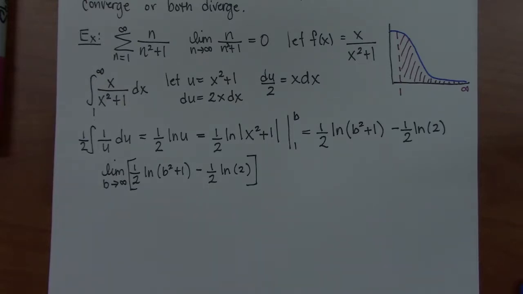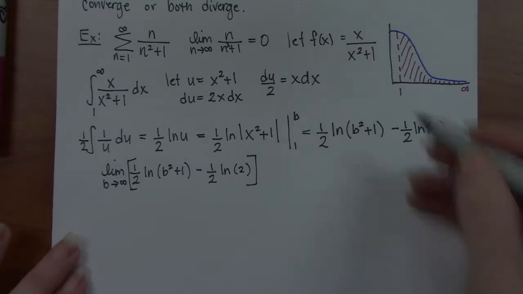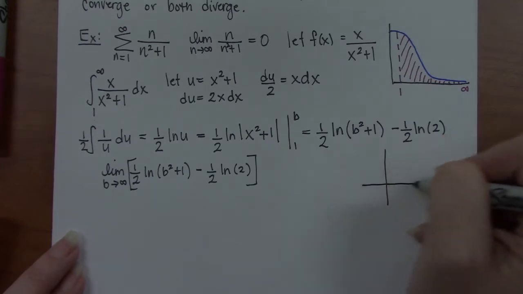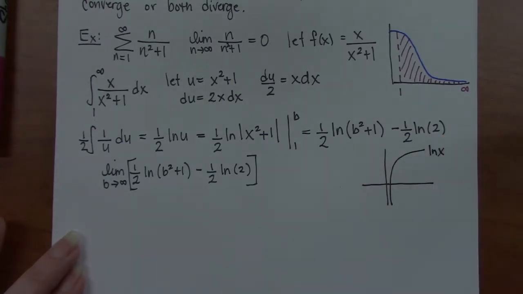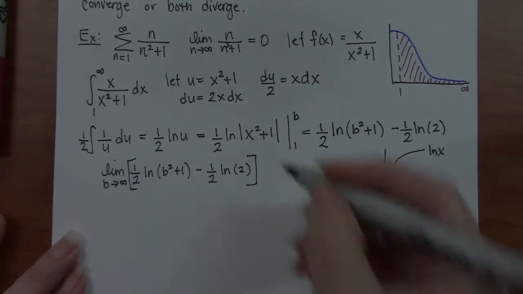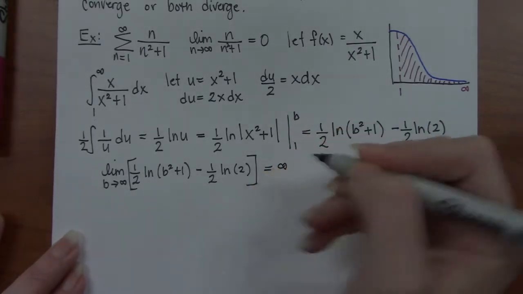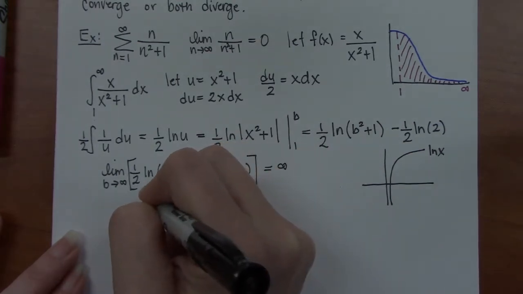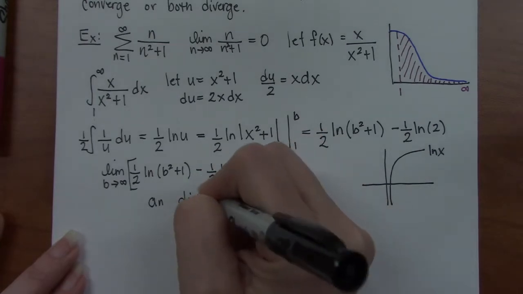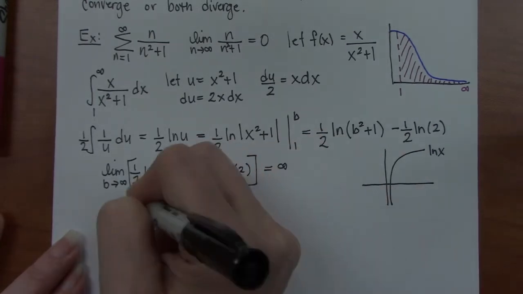No? No one ever does. Huh? Doesn't go to 0. It actually goes to infinity. So this is the graph of natural log of x. As the values inside the log get bigger and bigger, the graph approaches infinity. It just approaches infinity very slowly. So this limit is equal to infinity. So therefore the sequence, or the series, excuse me, diverges.